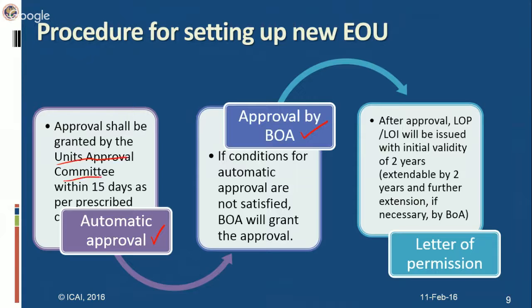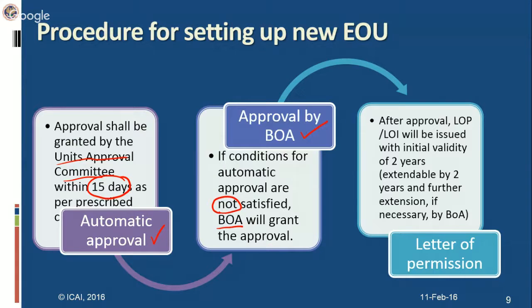That will be an automatic approval and that will be granted within 15 days. But you have to fulfill certain prescribed criteria, certain conditions. If those conditions for automatic approval are not satisfied, then in that case, the Board of Approvals will grant the approval. This is just the procedural part.